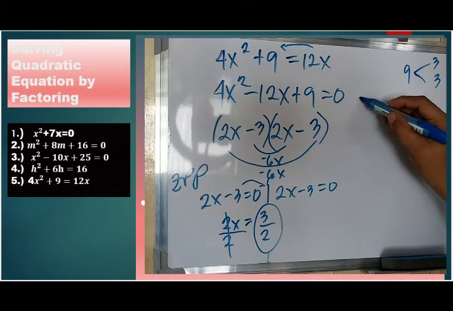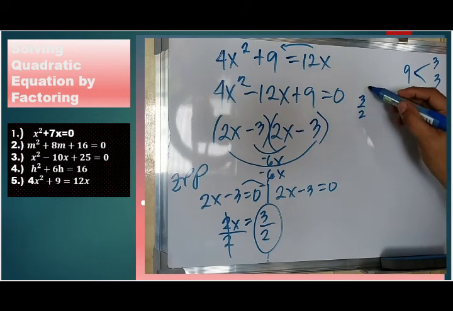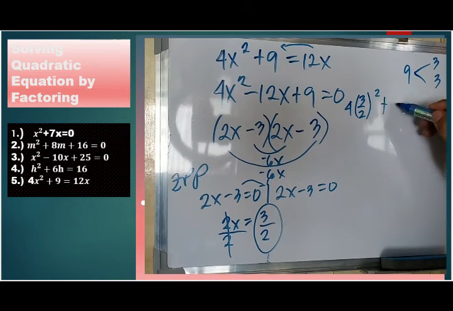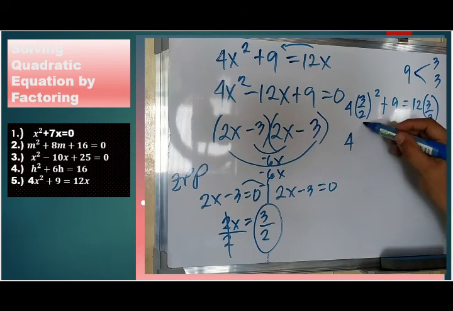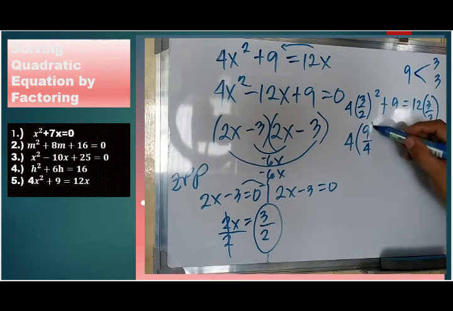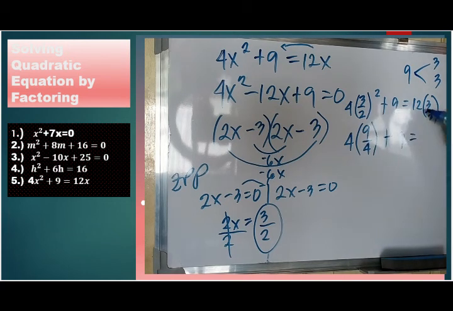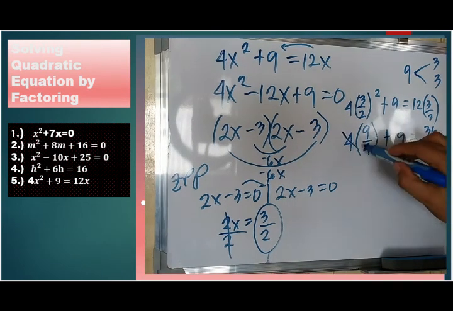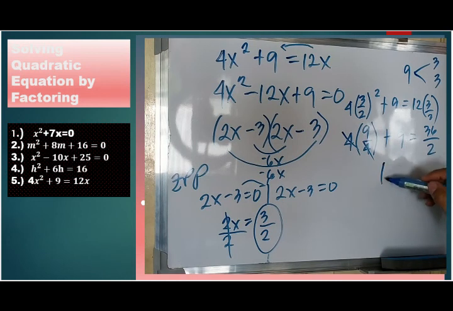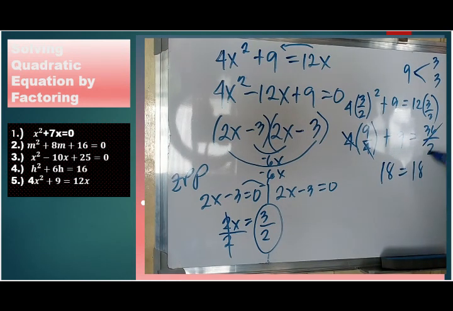Let's check. 4 times 3 over 2 squared plus 9 is equal to 12 times 3 over 2. So this is 4 times 3 squared is 9 over 2 squared is 4. Then plus 9 is equal to 12 times 3, 36 divided by 2. Cancel. We now have 9 plus 9 is 18. 36 divided by 2 is also 18.